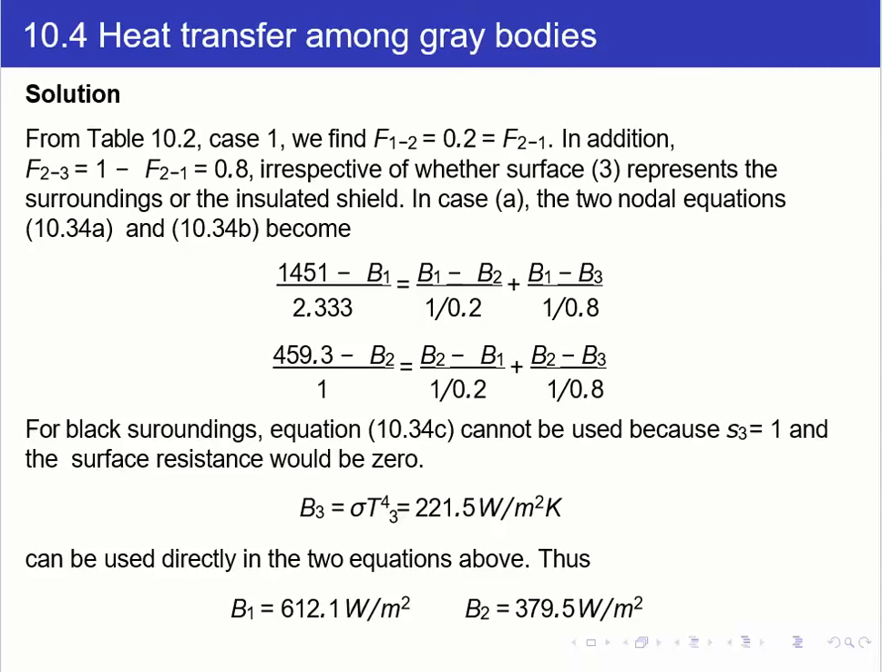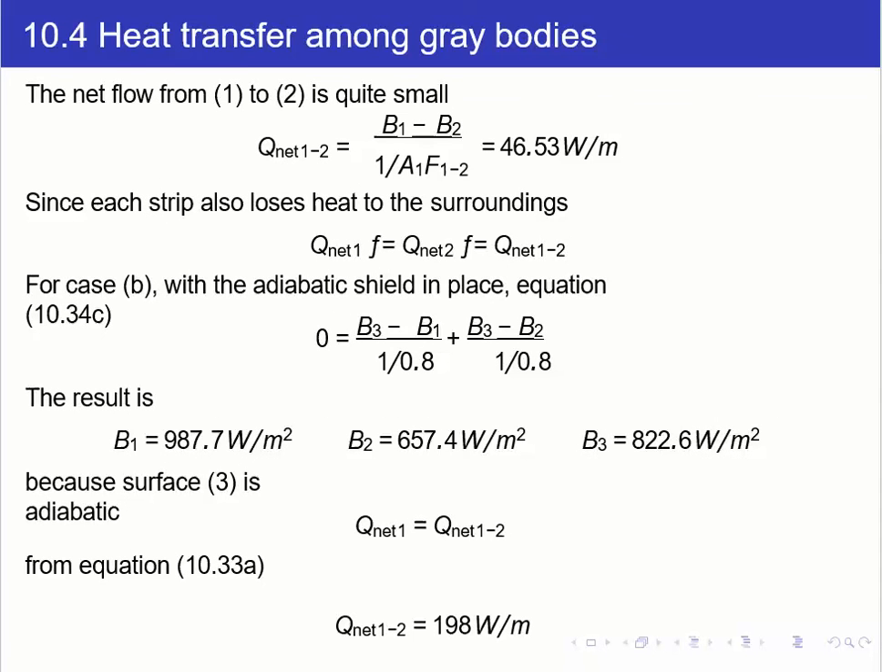Then B3 is equal to sigma T raised to the power 4, which is 1.5 watt per meter square Kelvin. It can be used directly in the two equations, giving B1 equal to 612.1 watt per meter square and B2 equal to 379.5 watt per meter square. The net flow from the equation: Q net 1 to 2 is equal to B1 minus B2 by 1 by A1 F 1 to 2, that is 46.53 watt per meter.